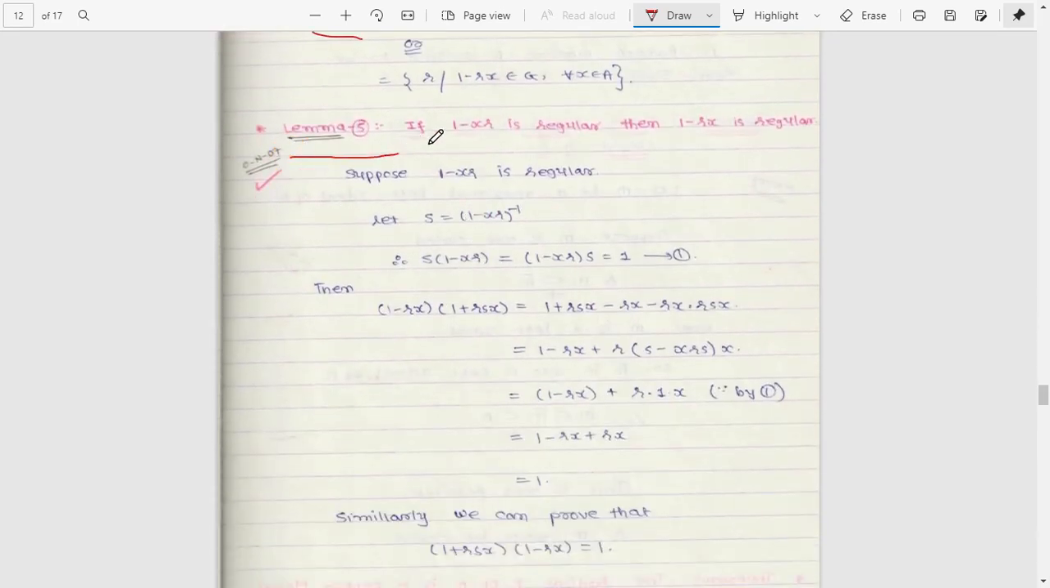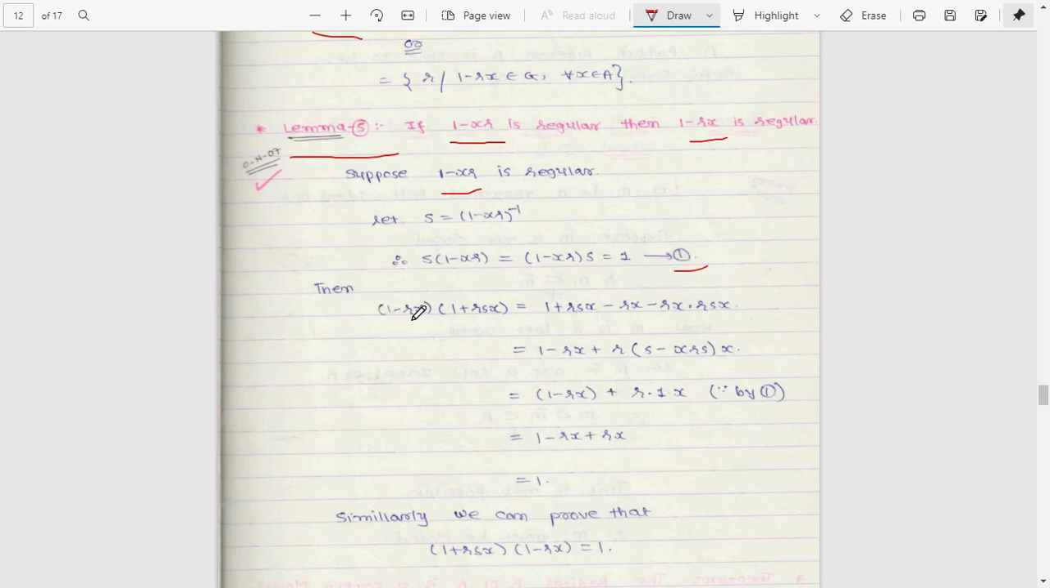Lemma 5: if 1 minus xr is regular, then 1 minus rx is also regular. Suppose 1 minus xr is regular, so s is equal to 1 minus xr inverse. So we can write s into 1 minus xr is equal to 1 minus xr into s is equal to 1, equation number 1.